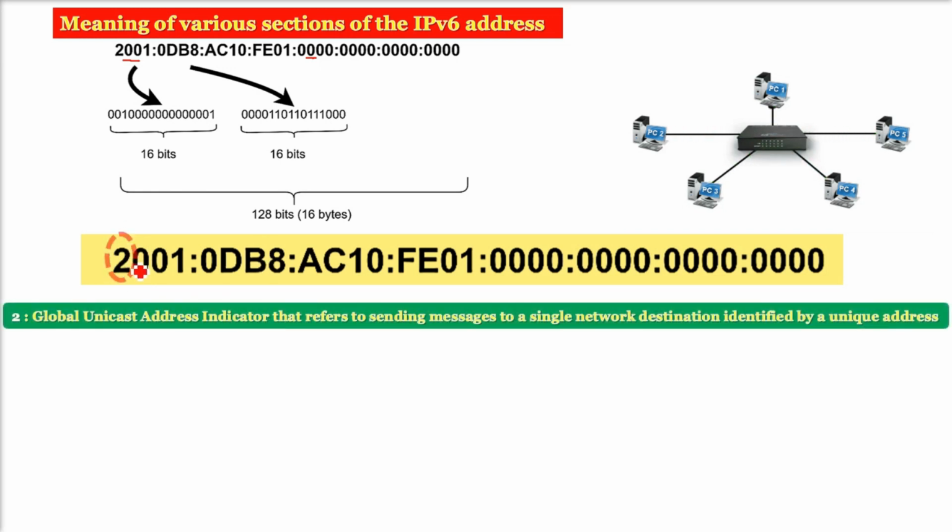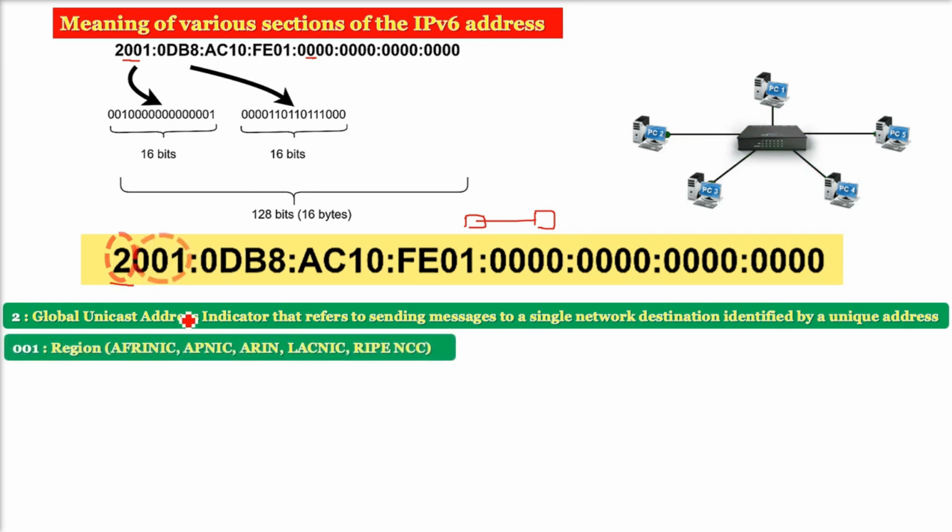The 2 is the global unicast address indicator. What is it referring to? It is referring to sending a message to a single network destination, which is identified by a unique address, which is this whole address. So the first number, or you can say the first in that field or group, the first hexadecimal value is corresponding to the global unicast address indicator.